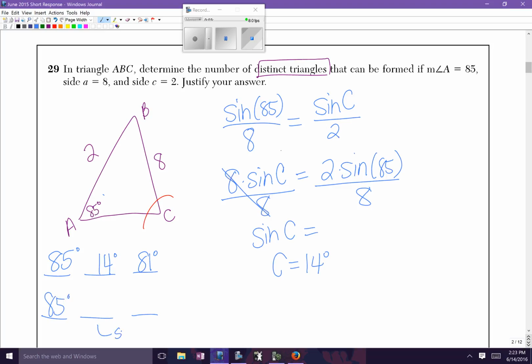This one is supplementary to the angle we found. So that means that the 14 degree angle and this angle that I'm going to write in here have to add up to 180 degrees. So to find this one, I do 180 degrees, take away 14, I get 166 degrees. And if you notice, 85 plus 166 is over 180 degrees. So it is not possible to get a third angle. Actually, these two angles can't even form a triangle because they are over 180 degrees. So the answer to this question would be one triangle.